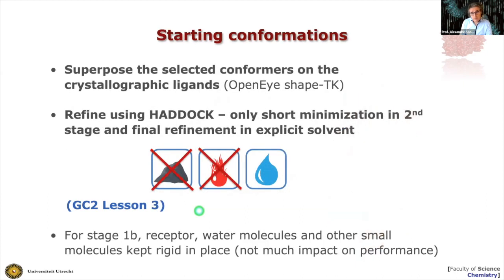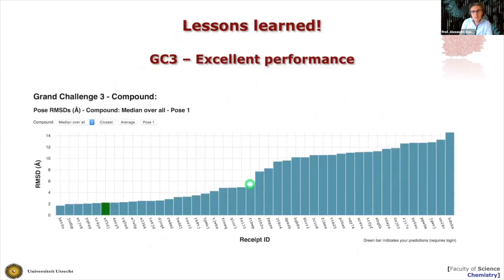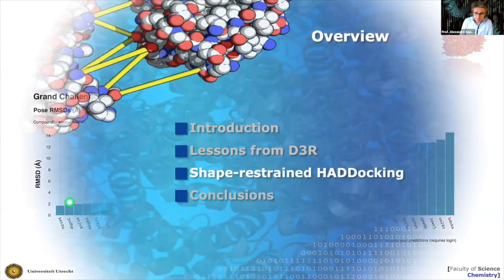In terms of starting conformations, if we are able to identify a template with a ligand as similar as possible to the ligand we have to model, we basically skip the initial phase of the docking. We just do a superposition and refinement. This is what we applied in D3R round three. You see that in the first round that we participated, round two, we are somewhere here at the end of the participants. And now we are very much on top. So we learned our lessons.